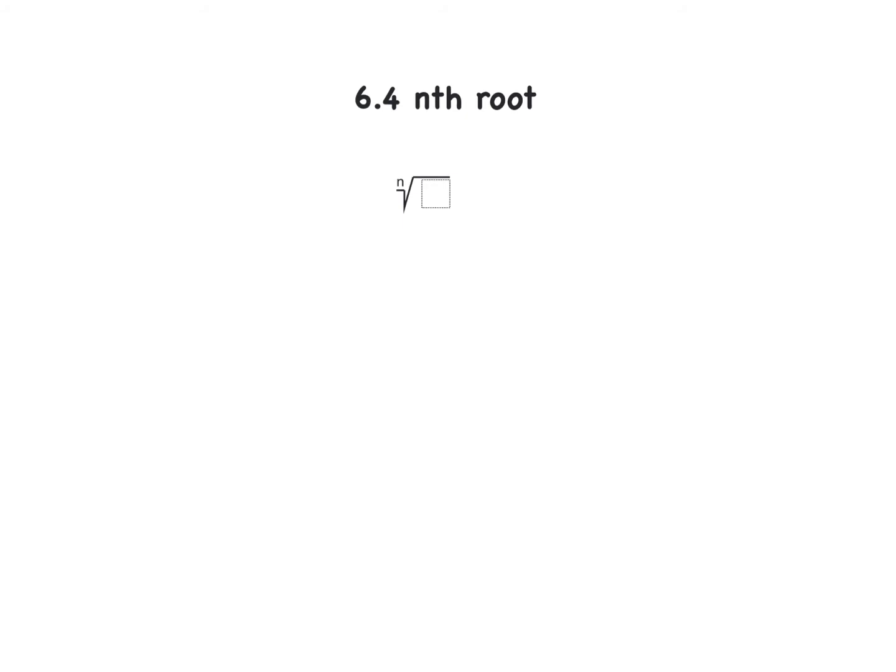Welcome. We're going to do 6.4, nth root. First thing we're going to look at is a new symbol here on the outside of the radical. That is called our index. And the goal is to take whatever is under the radical, which is the radicand, and we want to simplify.